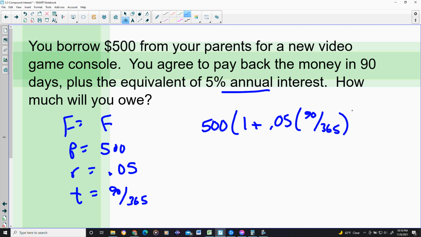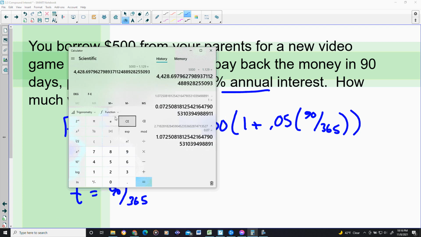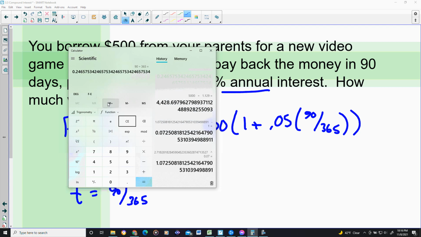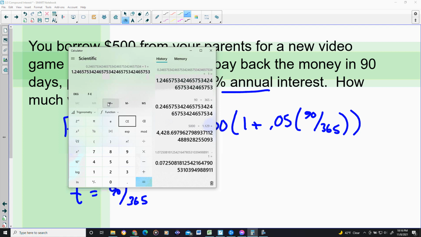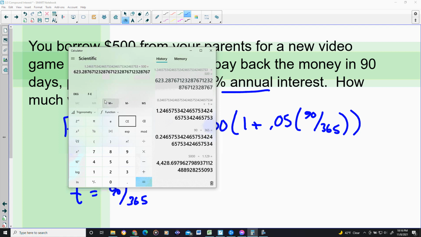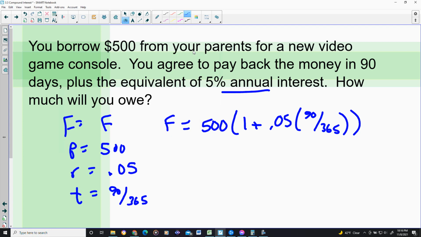Okay. All right, F equals. So here, no solving. All we have to do is evaluate this function. So let's go ahead and do that. Let's do 90 divided by 365. I'm going to start with the actual fraction itself. 0.2465, add 1, and then multiply this by 500, 623.29. So my final result here, 623.29. Okay, and again, that's in terms of simple interest. Okay, great. So again, not too bad.